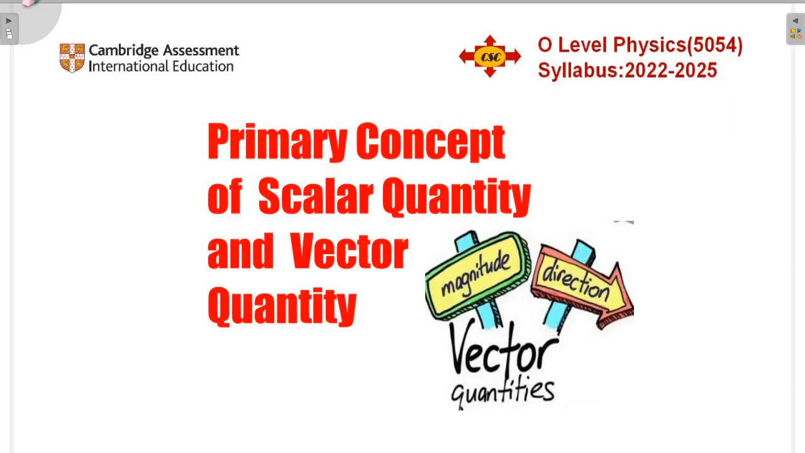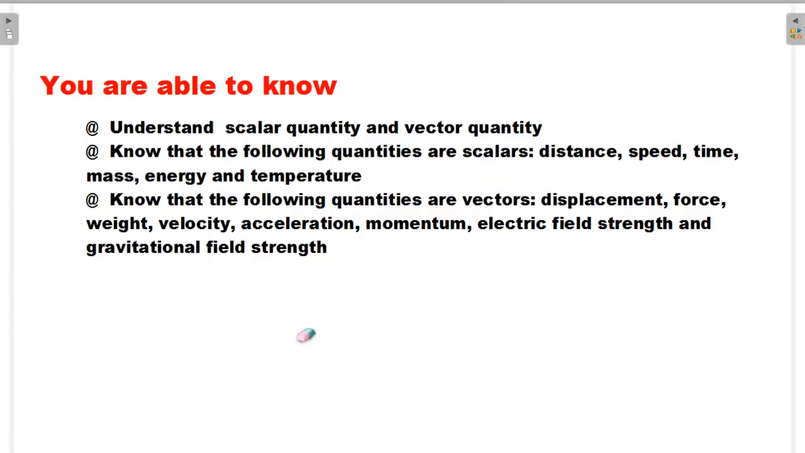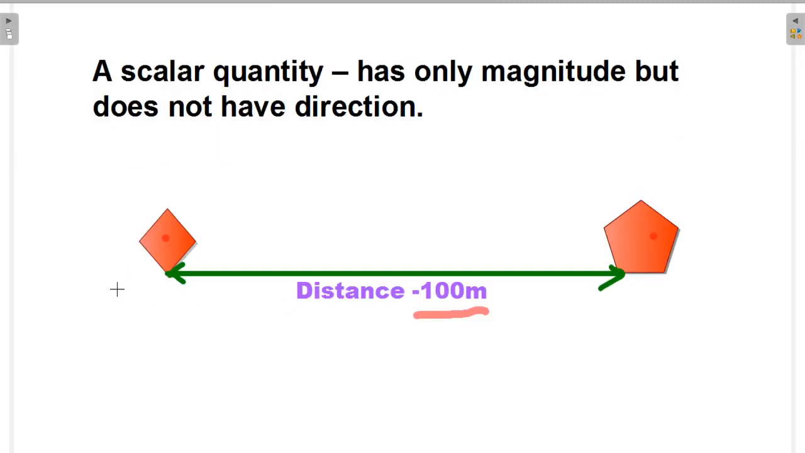Today we will discuss the primary concept of scalar quantities and vector quantities. You should be able to understand scalar quantity and vector quantity, and know that the following quantities are scalars: distance, speed, time, mass, energy, and temperature. And know that the following quantities are vectors: displacement, force, weight, velocity, acceleration, momentum, electric field strength, and gravitational field strength. A scalar quantity has only magnitude but does not have direction.